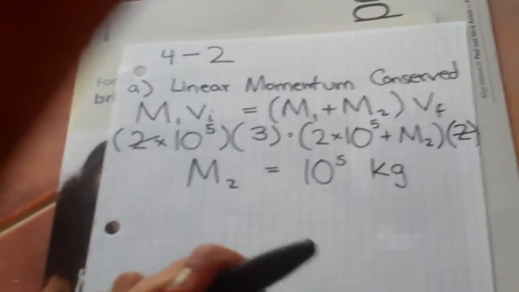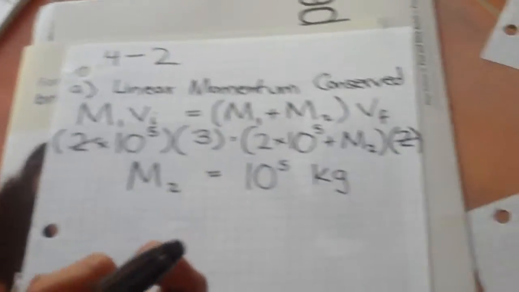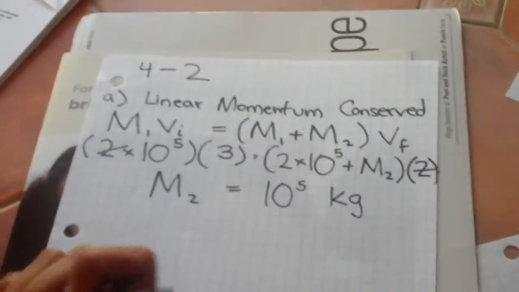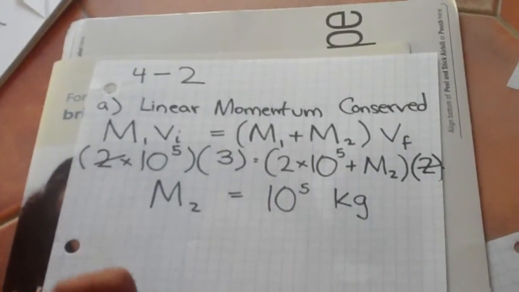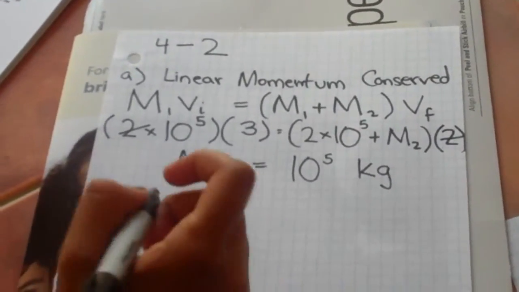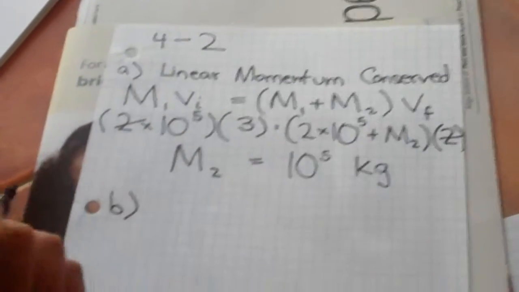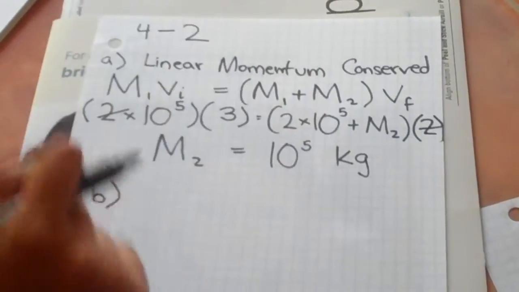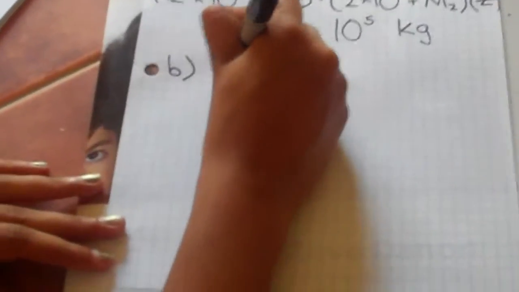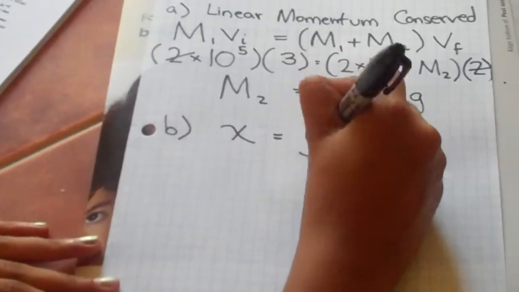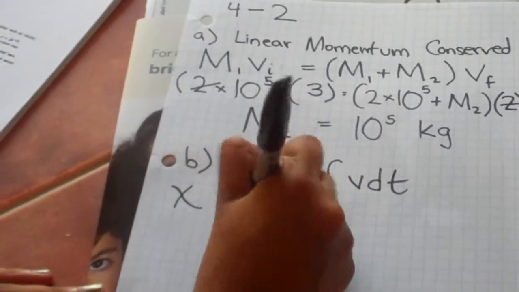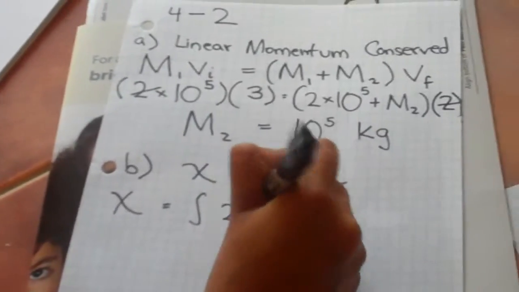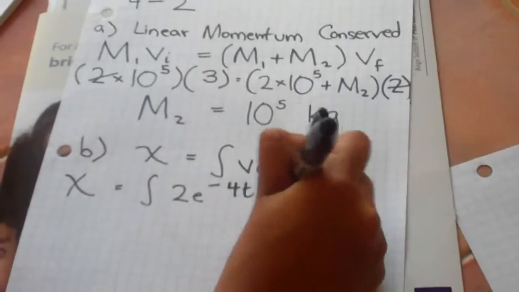So part B. After colliding, the ferry boat and bumper move with a speed given by the expression v equals 2e to the negative 4t power. Although the boat never comes precisely to rest, it travels only a finite distance, and that is what we are supposed to be calculating. Now, we want distance and we're given velocity. So we know that the relationship between those two is that x equals the integral of v dt. So x equals the integral of 2e to the negative 4t dt.